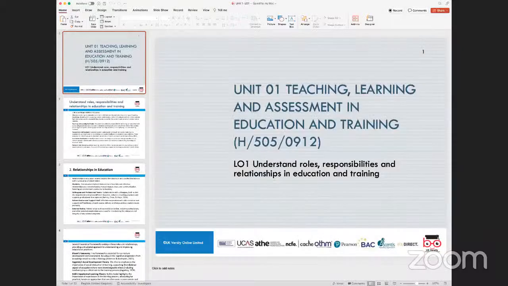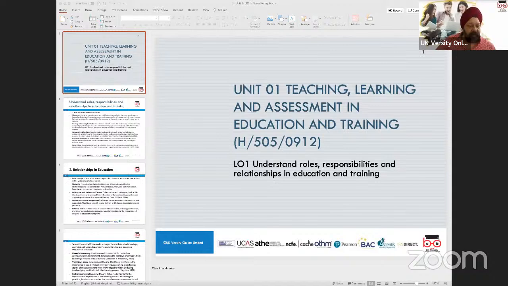Okay, so when we look at Unit 1 in particular, it is broken down into 8 learning outcomes. And what I will be doing later today would be to also look at ensuring that you are able to get presentations for learning outcome 3, 4, 5 before the end of this week. So you're able to plan and read ahead as well.